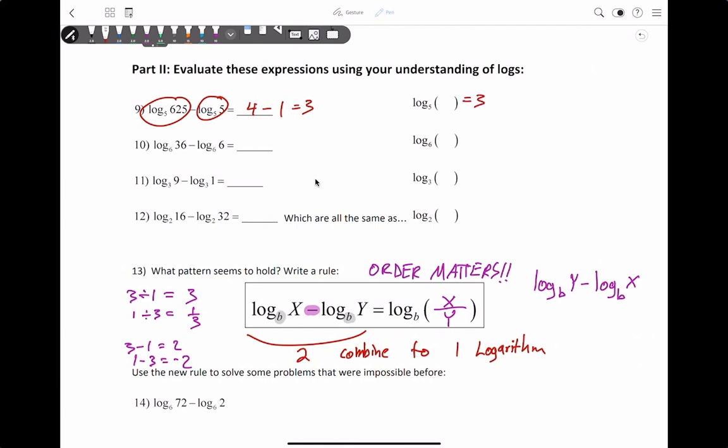And then you would ask yourself, 5 to the third power equals something. Well, it's 125. And again, you guessed it. I'm subtracting things with the same base. So what am I going to do to their arguments? I'm going to divide them. So 625 divided by 5 ends up becoming 125.